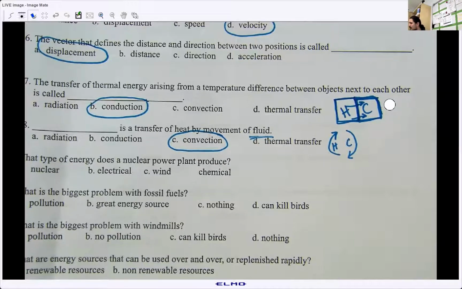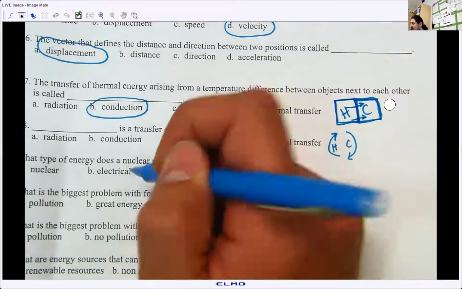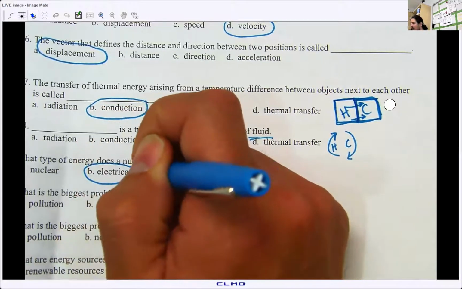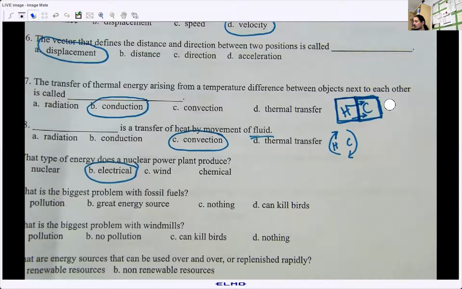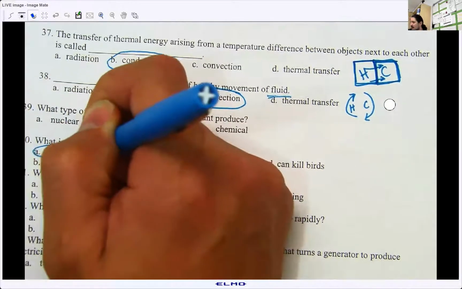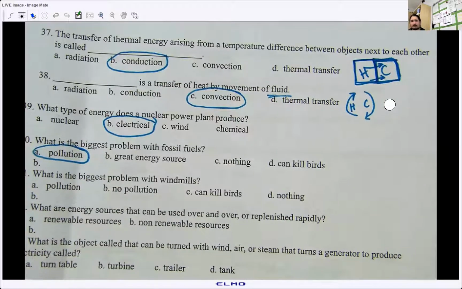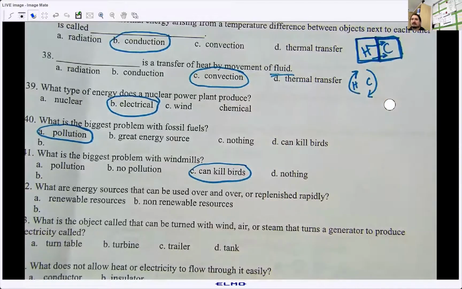What type of energy does a nuclear power plant produce? All of the plants, everything that we've talked about when we talked about energy sources, always produced electrical energy. What's the biggest problem faced with fossil fuels? That's pollution. Trying to figure out a way to reduce pollution. What about the biggest problem with windmills? Windmills can kill birds, right? It can cause their migratory patterns to be altered, which can change an ecosystem.